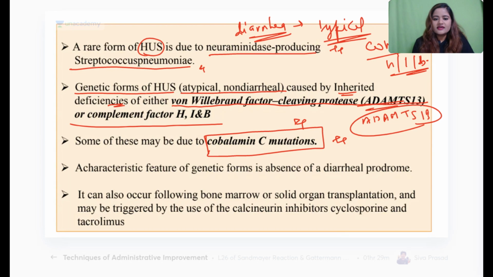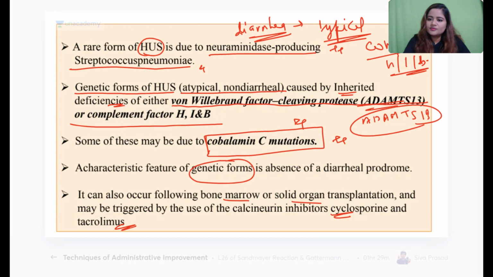coli strain related. If we don't have a diarrheal prodrome, then what will happen? That means we are dealing with atypical HUS. All these genetic forms that we have studied, ADAMTS13 deficiency, complement deficiencies, cobalamin C mutations, Streptococcus pneumoniae, all of these are atypical presentations. Now it can also occur following a bone marrow or solid organ transplantation, and also due to use of drugs like cyclosporin and tacrolimus.